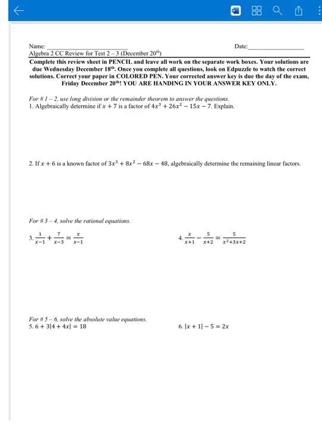Alright guys, so we're going to start reviewing for the third test of the second marking period. It's going to be on December 20th, which is the Friday before the break. Remember, there's extra help on Thursday, the 19th.